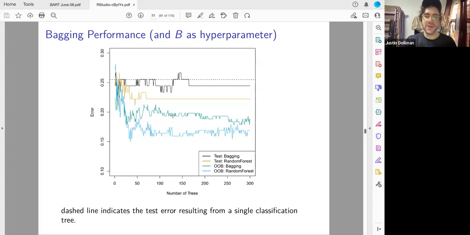So that brings me to my second point: notice that the out of bag estimate is quite a bit wigglier than these two lines that correspond to the test error, which flatline. I'm guessing that's because the set is changing even as the number of trees grows. Anyway, so that's one thing.